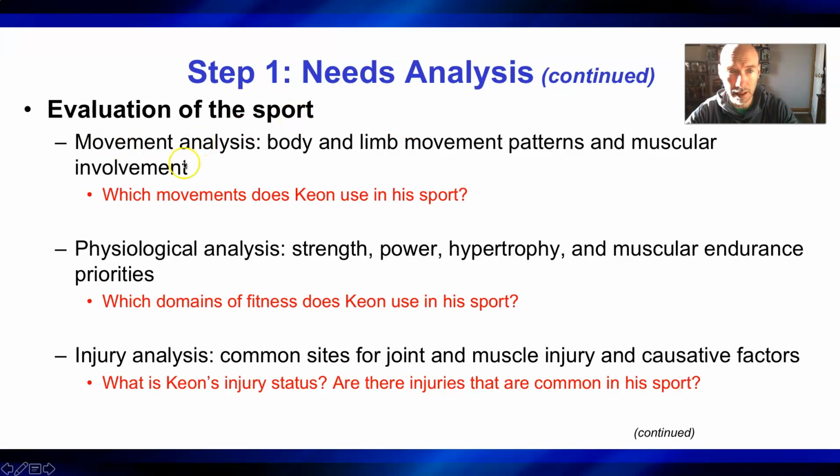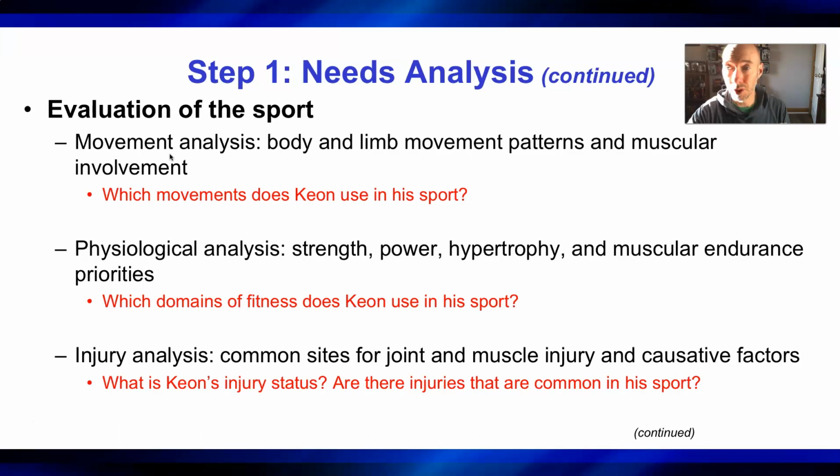The first one is the movement analysis. And again, for that one, you're going to consider all of the movement patterns that are important for the given sport. In our example, we're talking about Keon, a basketball player. For the needs analysis assignment that you have for class this week, you are going to use a volleyball player, okay?